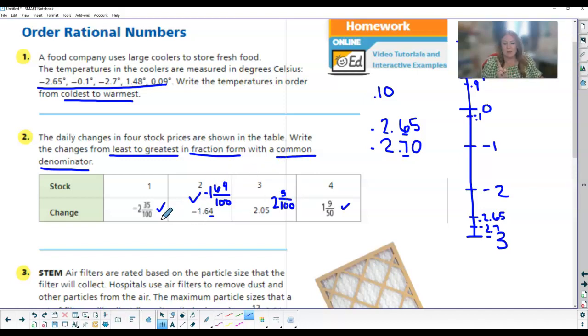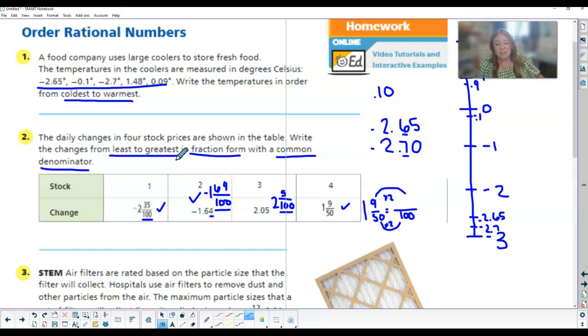So now we need common denominators. So we have 100 here, 100 here, 100 here, but only 50 here. So we want to turn this into common denominators. So how do I get from 50 to 100? I'm going to multiply by 2, so times by 2. So whatever I do to the bottom, I do to the top. So I'm going to times by 2 and put that here.